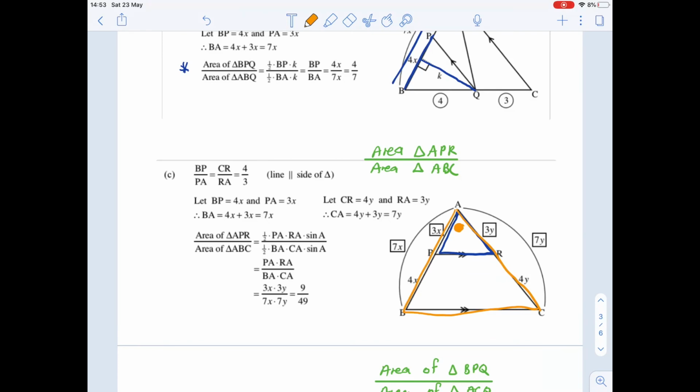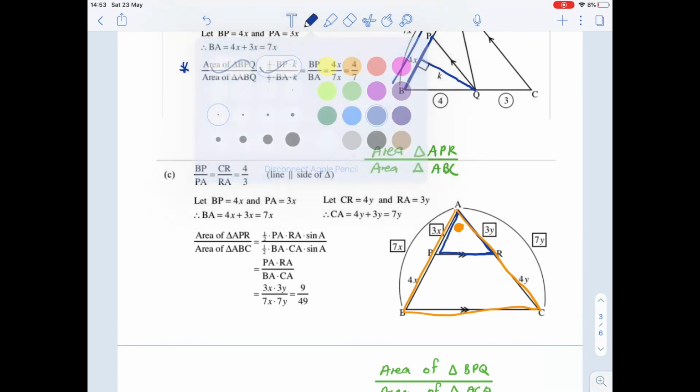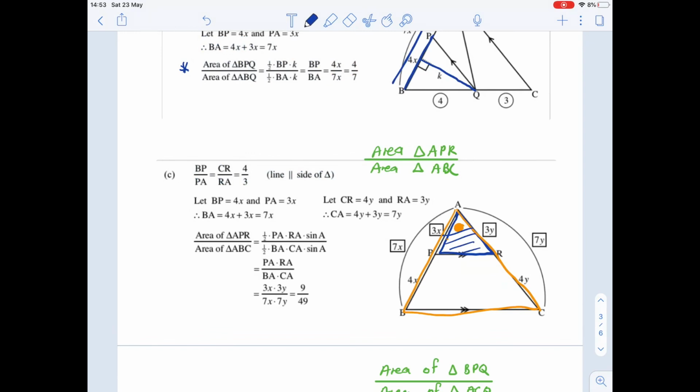So here, if we want APR, our little blue one, it's going to be half times AP times RA times the sine of A. And then if I want the big one, which is the orange one, I'm going to do half times the whole length times the whole length times the sine of A. We can cancel that, cancel that, cancel that, cancel that. And then we know that PA is going to be 3x, RA is going to be 3y, over 7x, 7y. Cancel the x's, cancel the y's, and we end up with 9 over 49.